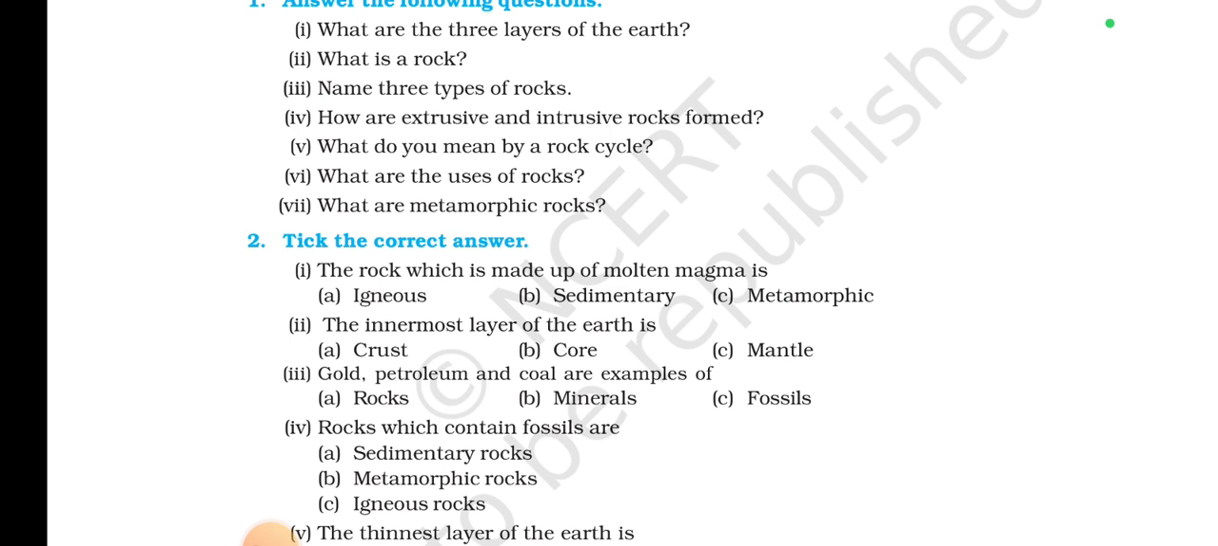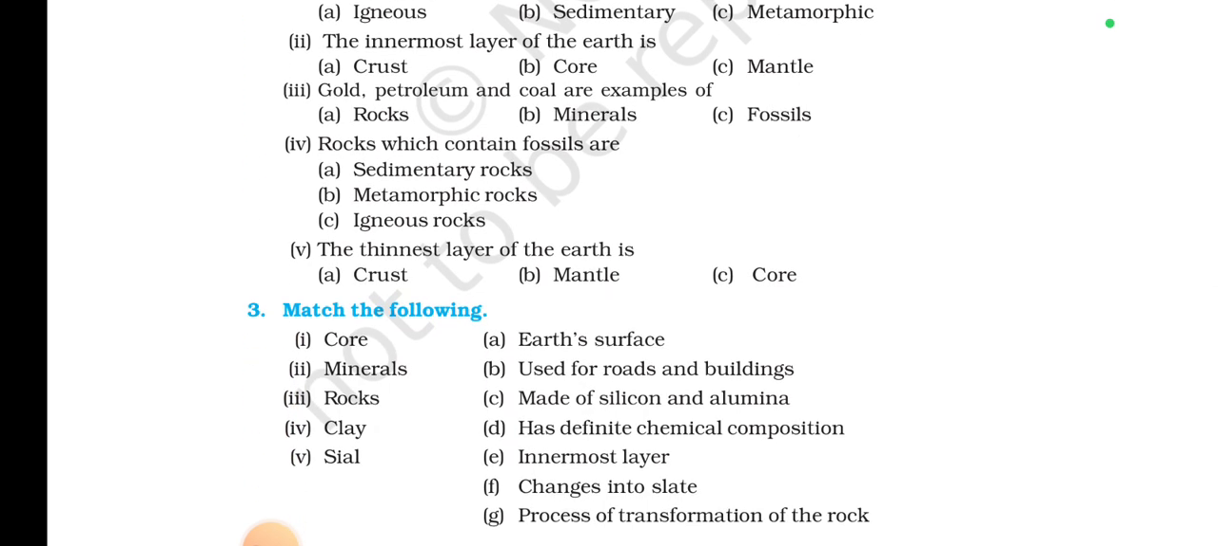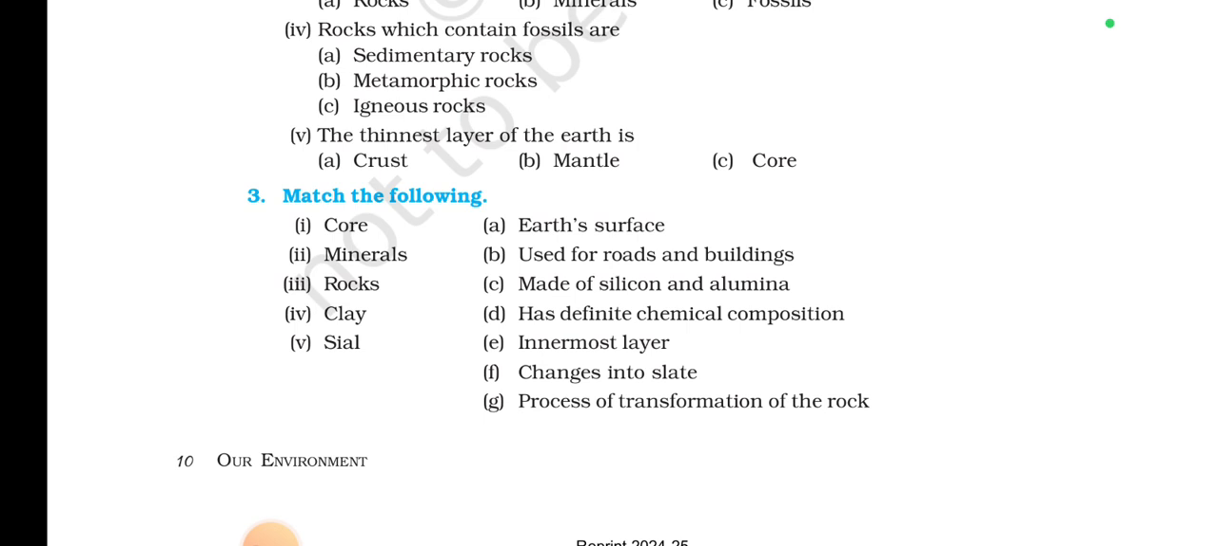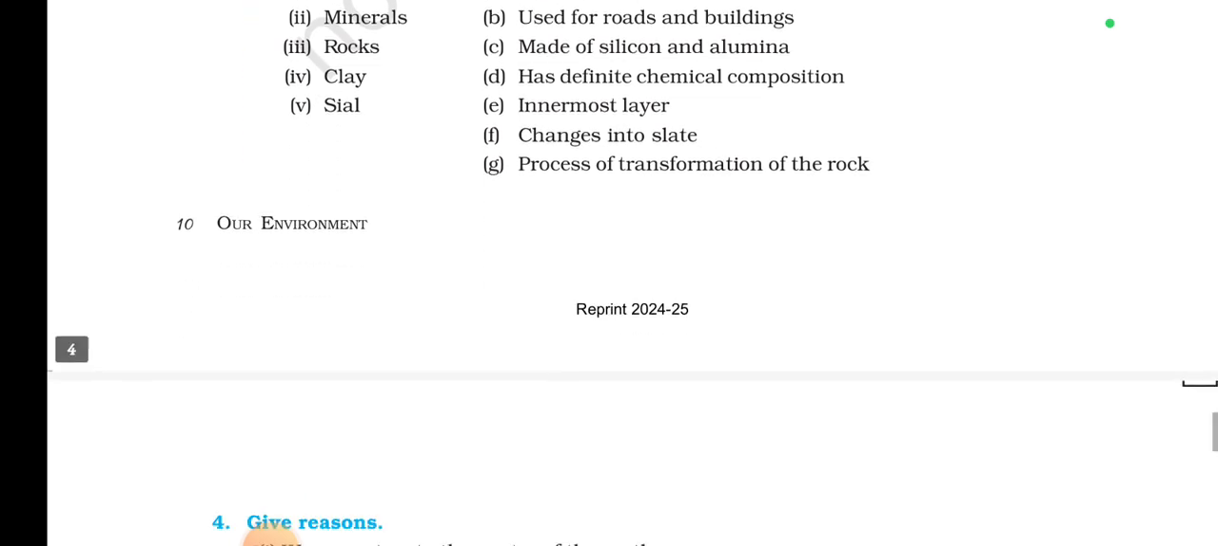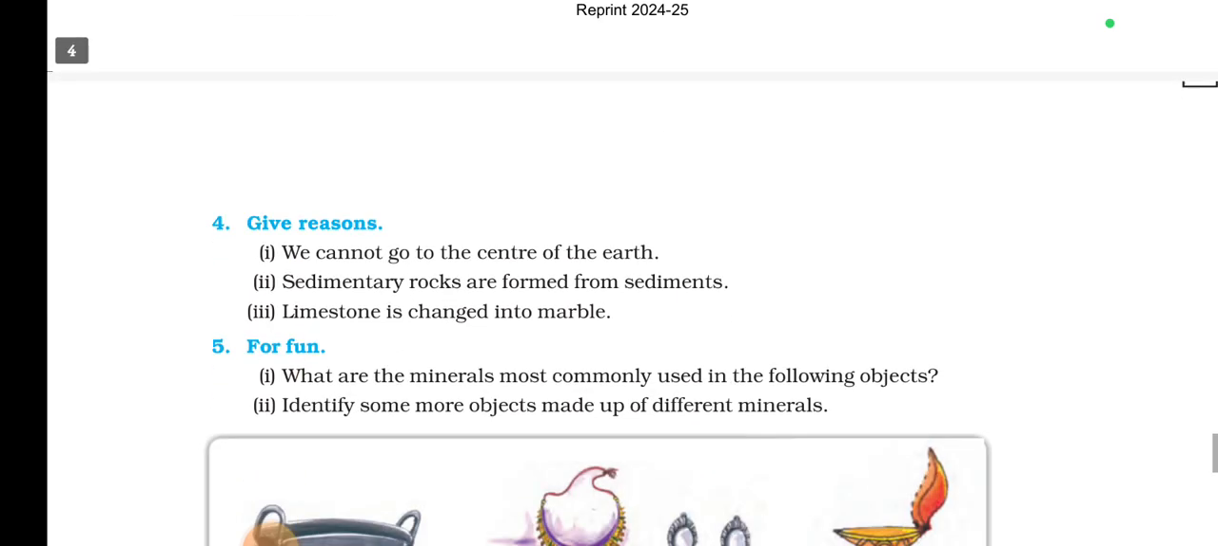Now the fill-in-the-blank questions. The rock which is made up of molten magma. The innermost layer of the earth. Gold, petroleum and coal are examples of what. And rocks which contain fossils are. Pretty basic questions have been given. If you have gone through the chapter, you will be able to answer all the questions.